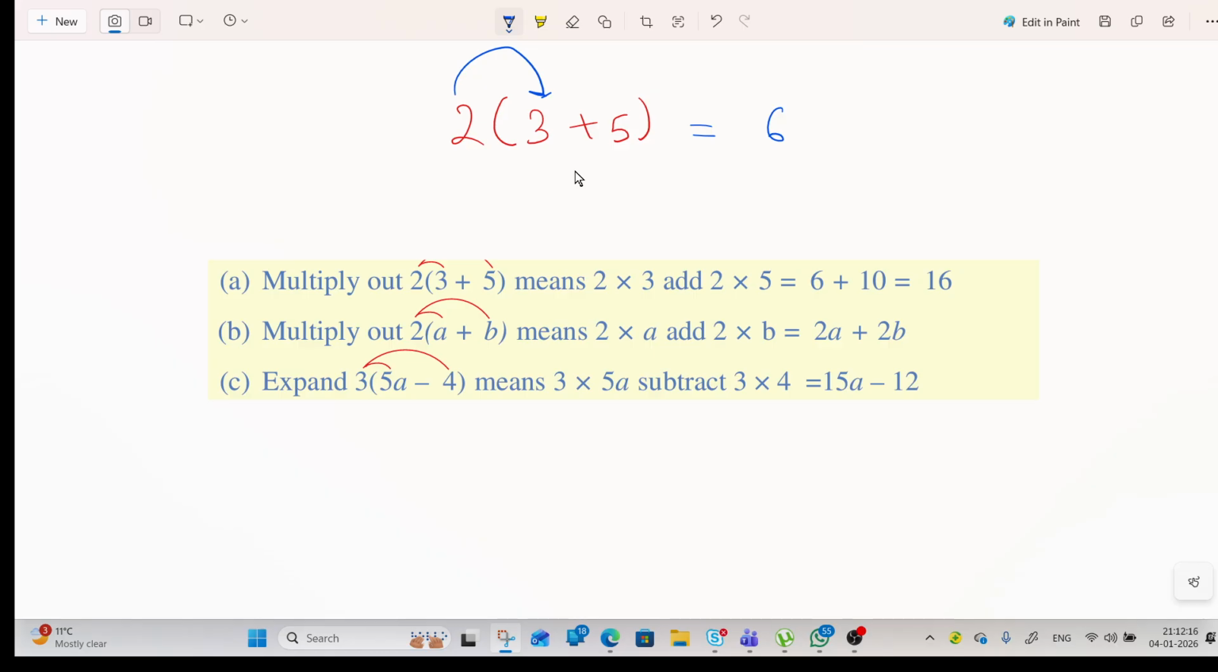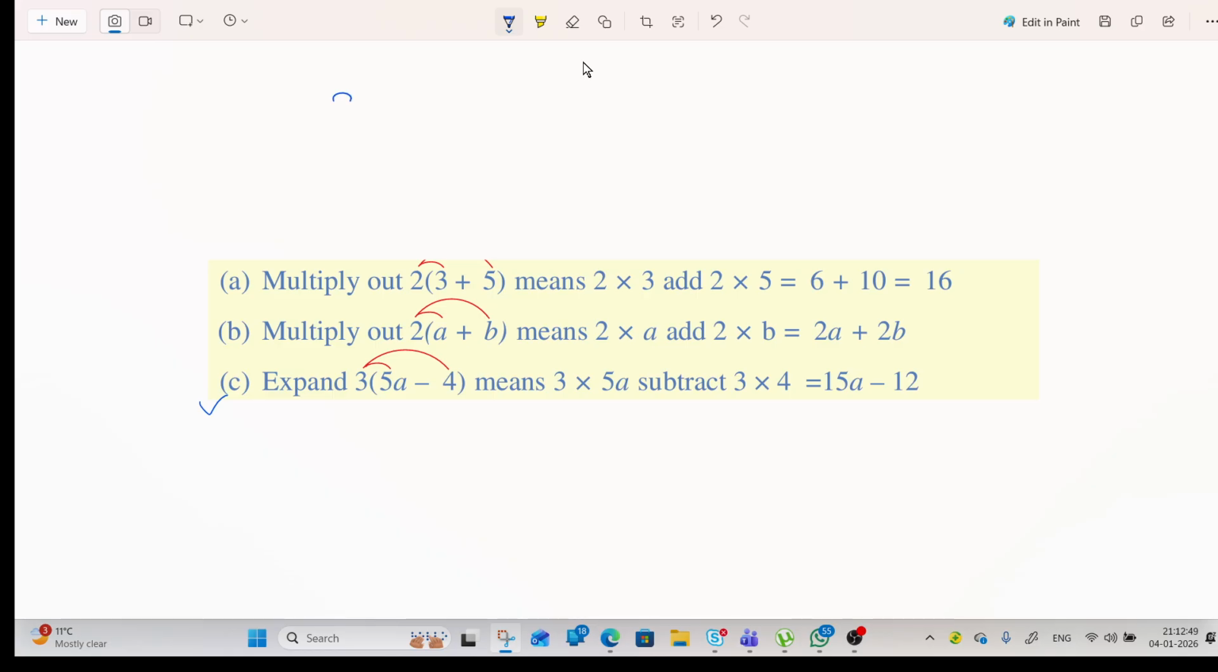Now multiply, whatever sign is there, write that. We have plus, so plus. Multiply this term with the second term. 2 times 5, 10. Then add them because there is addition. So 6 plus 10 is 16, that's our answer. Did you get it? First we multiply these two, and then these two, right? And then we add if there is addition.